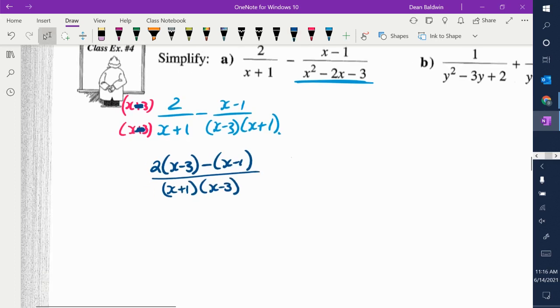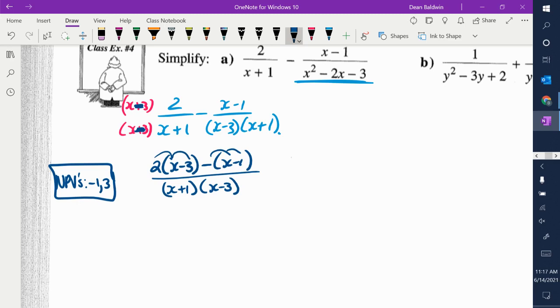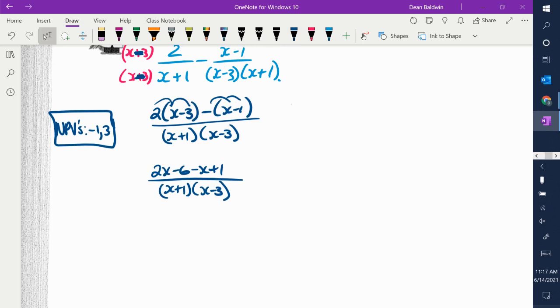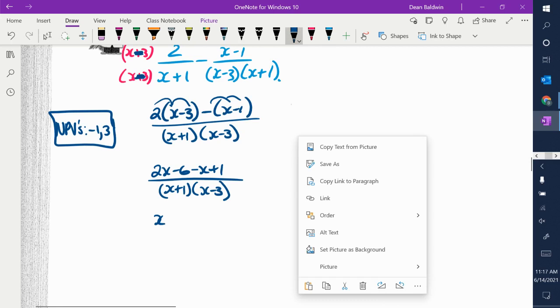What are my NPVs at this stage? Negative 1 and positive 3. So there's your NPVs. Now all you gotta do is combine the top and combine your like terms. So dump the negative and the 2 in. So I get 2x minus 6 minus x plus 1. Don't ever multiply out the denominator, just leave it. And you get x minus 6 and 1 is negative 5.